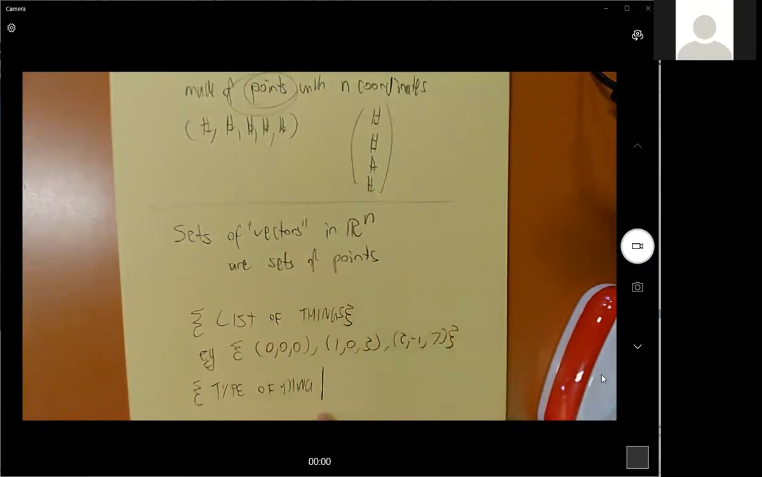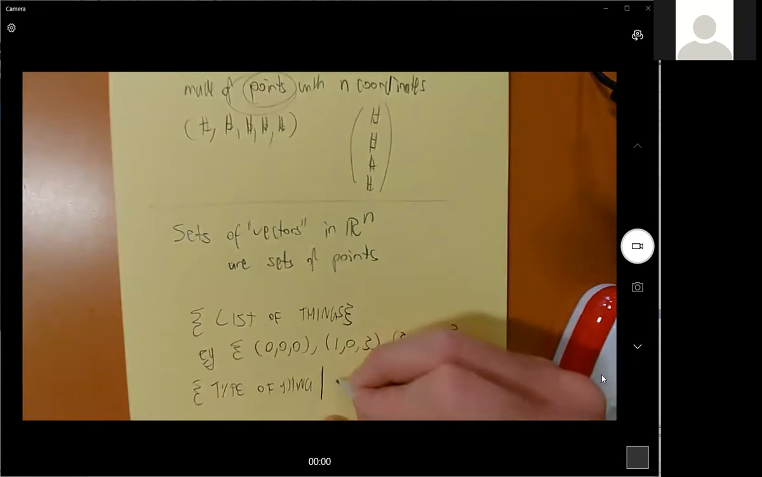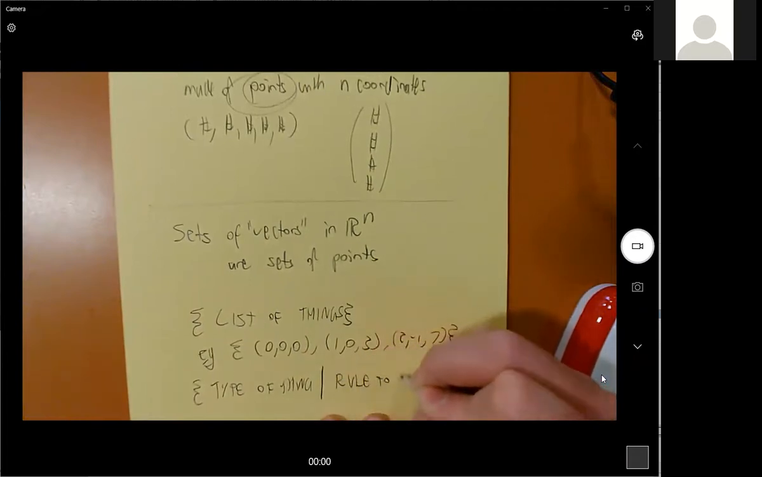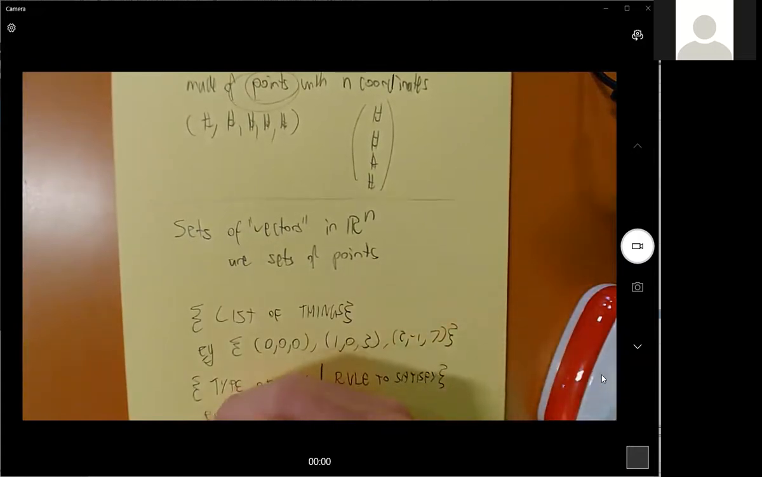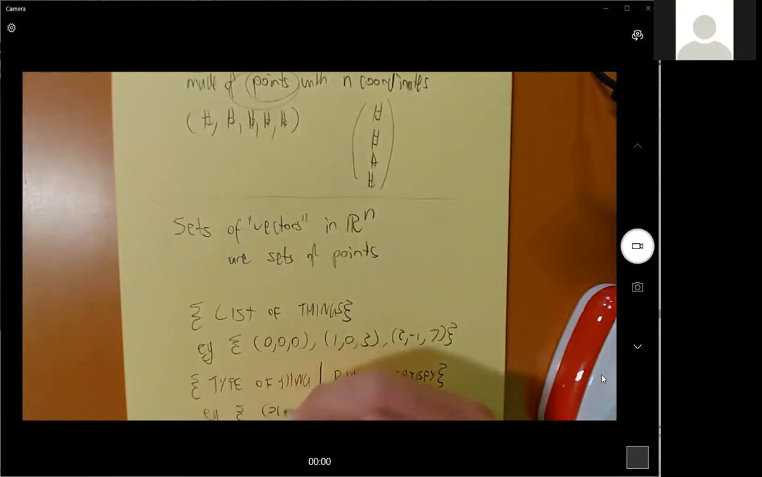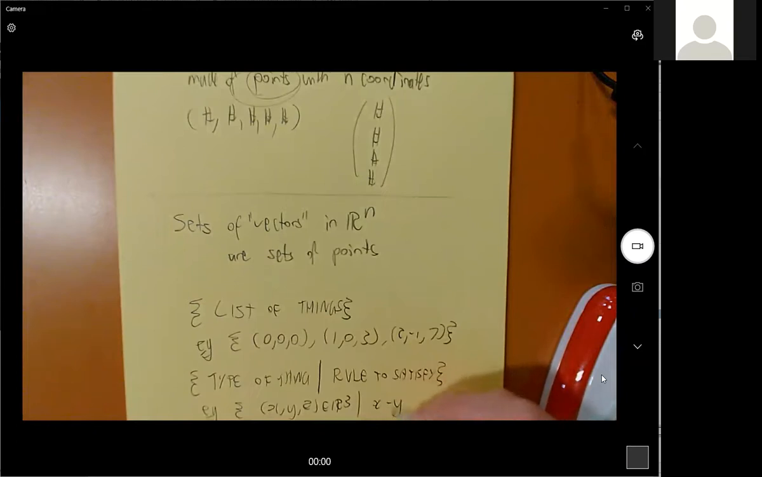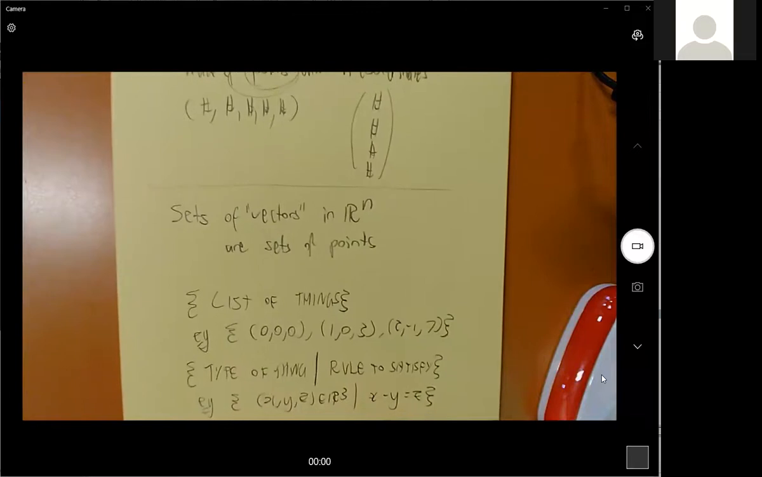Okay, the next one is that you can have a type of thing and then a such that sign, sometimes it's a colon, and a rule that they have to satisfy. So for example, you could have (x, y, z) in R3 such that x minus y equals z. And this is the rule to decide if something is in the set or not. So you pick a random vector and you do the x coordinate minus y coordinate, and if that comes out to the same answer as the z coordinate, then it's in this set. And if it doesn't, then it's not in this set.